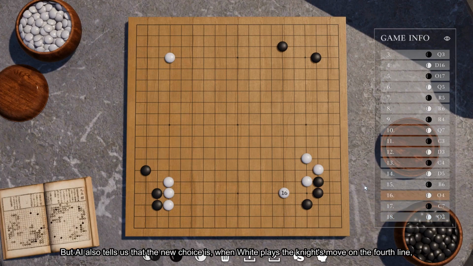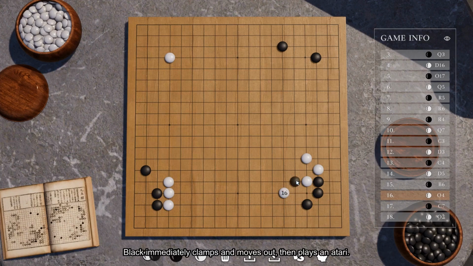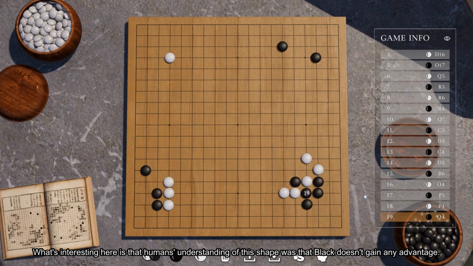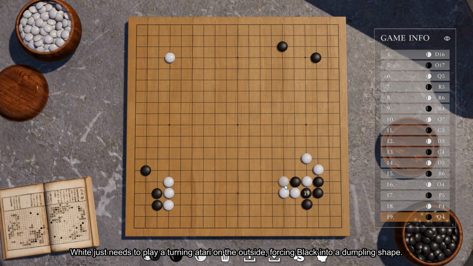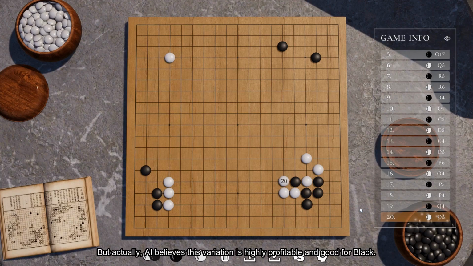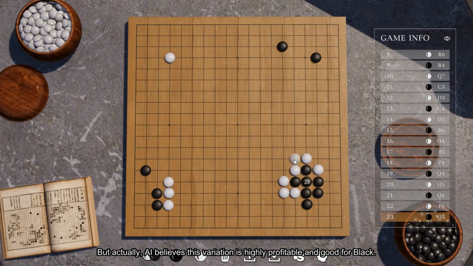But AI also tells us that the new choice is, when white plays the knight's move on the 4th line, black immediately clamps and moves out, then plays an Atari. What is interesting here is that humans' understanding of this shape was that black doesn't gain any advantage. White just needs to play a turning Atari on the outside, forcing black into a dumpling shape. But actually, AI believes this variation is highly profitable and good for black.